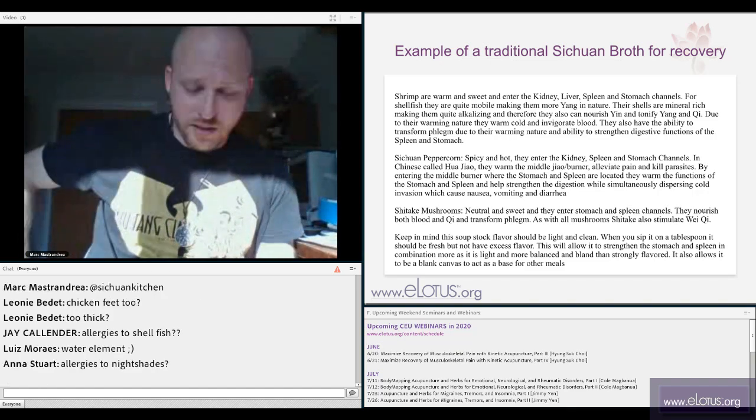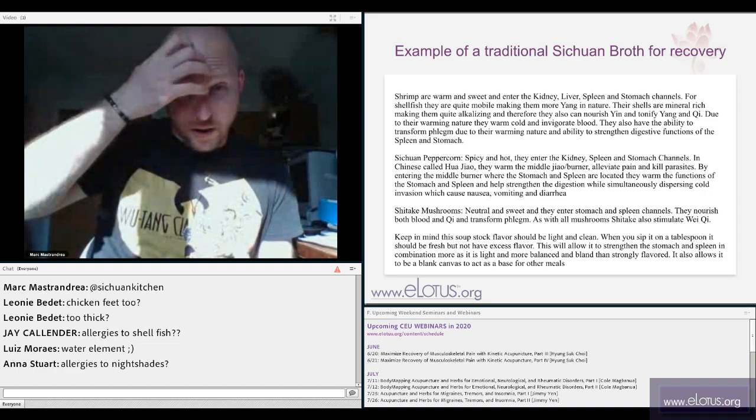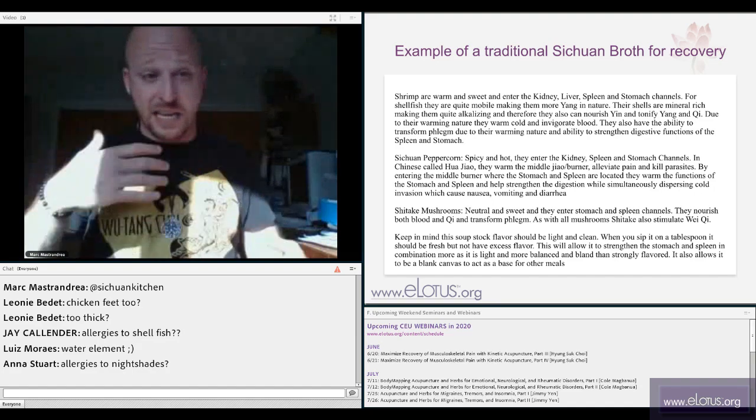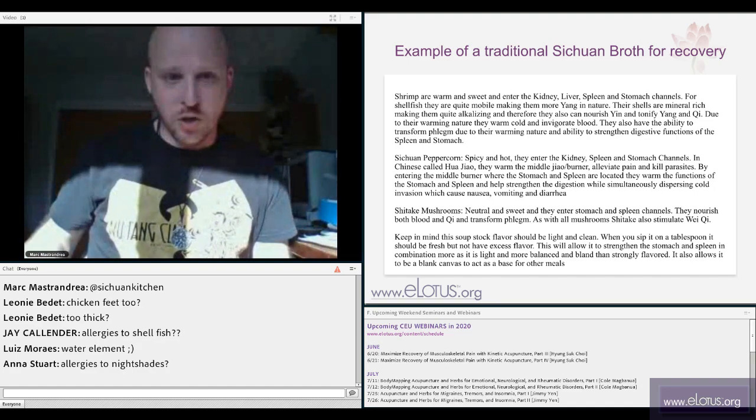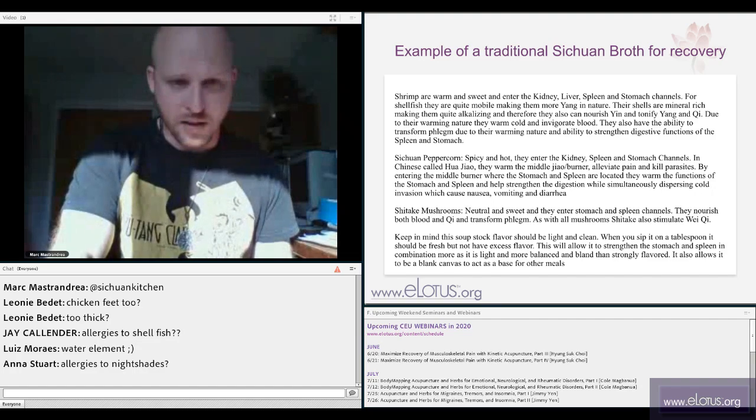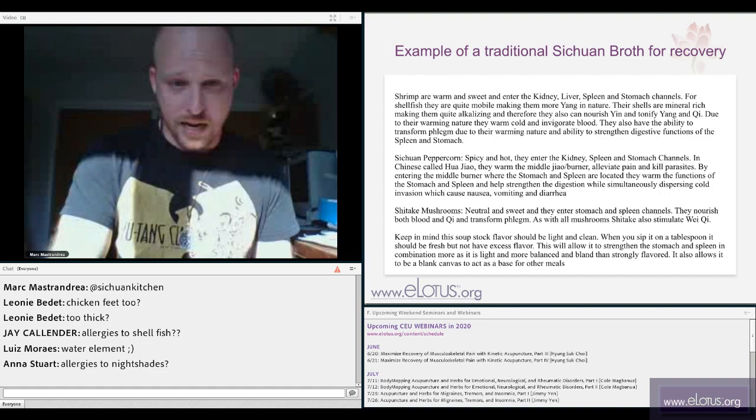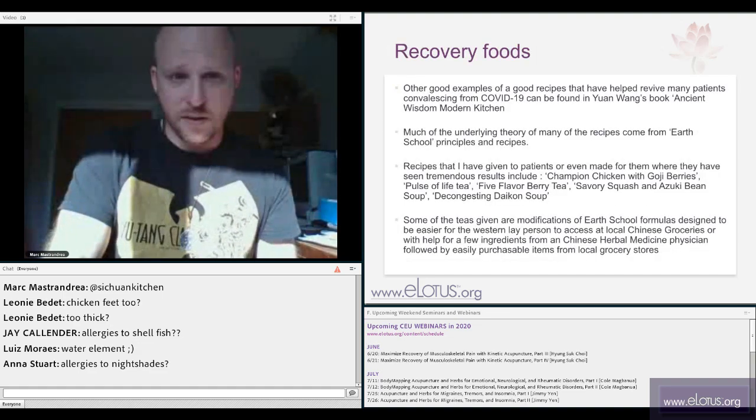Sichuan peppercorns, hua jiao in Chinese, for you Chinese speakers, is really good at warming the middle jiao, is really good at killing parasites. So it's very good at cleansing and keeping the digestion flowing and clearing things out of the intestines, right? It's also very good at clearing cold and also helping with phlegm that becomes congealed in the area and also vomiting and diarrhea. Shiitake mushrooms, they talk about what they do here with the spleen and stomach, on and on and on. We talk about how to cook the soup, so you guys can follow that.